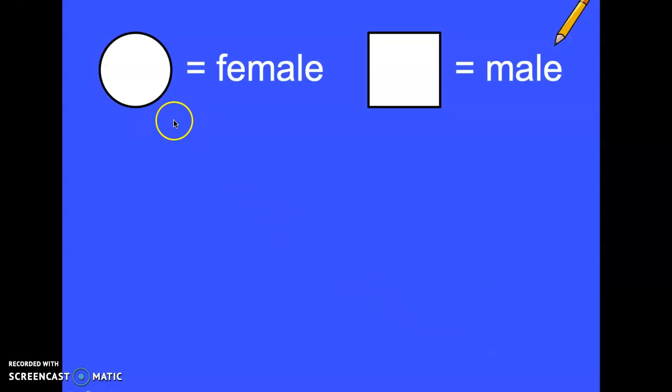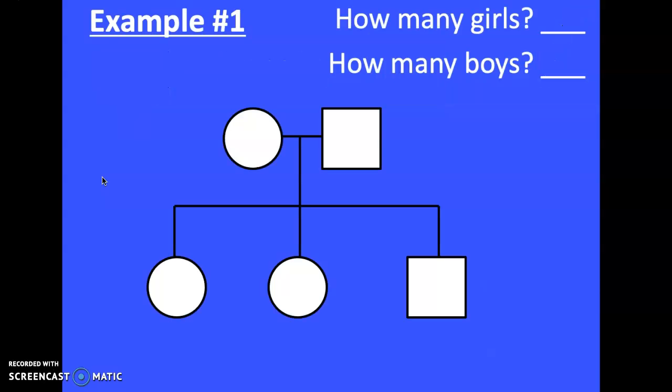Now, what do these things represent? First of all, if it is a circle on the pedigree, then it's a female. The square represents a male. Okay. Now, if I'm looking at this pedigree right here, how many girls or females are on this pedigree? And how many boys or males are on this pedigree? If you said 3 girls, you are correct, as you can see. 1, 2, 3. And 2 males, 1, 2.